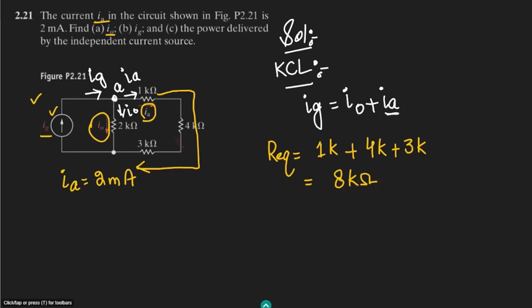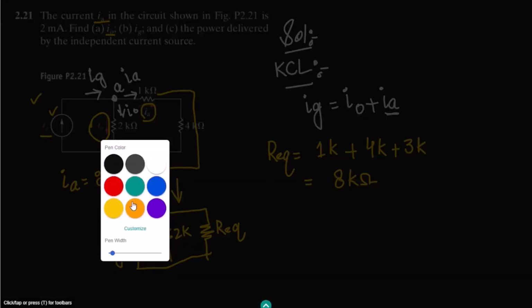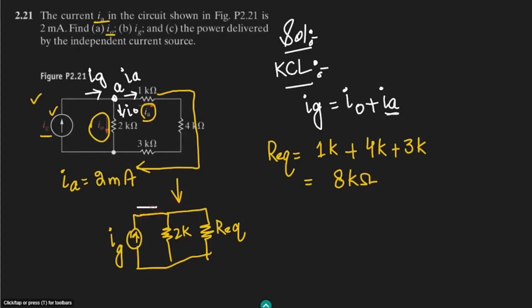So this is the equivalent resistance here, and if we look at the equivalent circuit, we can see that this is the equivalent resistance, this is the 2 kilo ohm resistance, and here we have this current source. These three are in what? These three are in parallel with each other. This is the Ig, and from it this current is flowing, this is here, this one is here, and this is here.